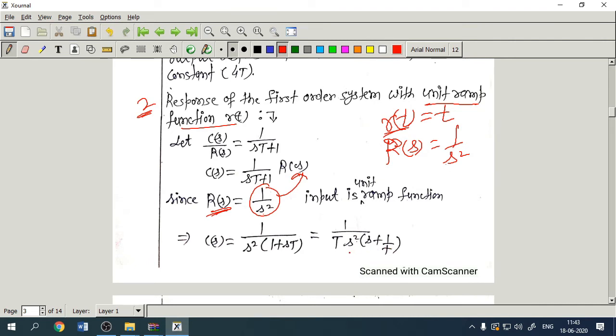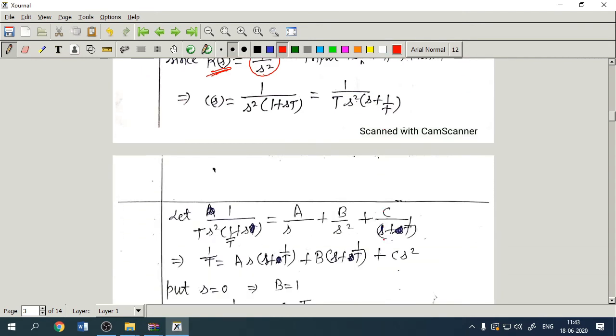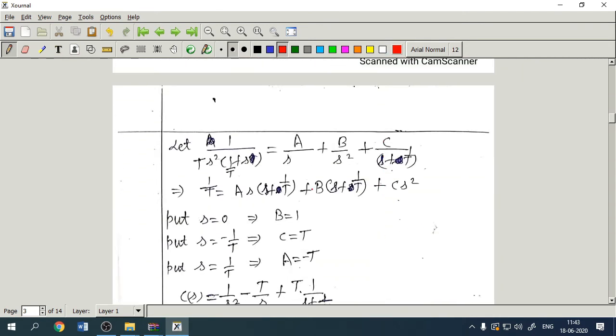Then we take the common term T, which gives 1 upon T into s square into s plus 1 upon T. Now, using the partial fraction method, we will find the values of A, B and C. So 1 upon T into s square into (s plus 1 upon T) is equal to A divided by s plus B divided by s square plus C divided by s plus 1 upon T.